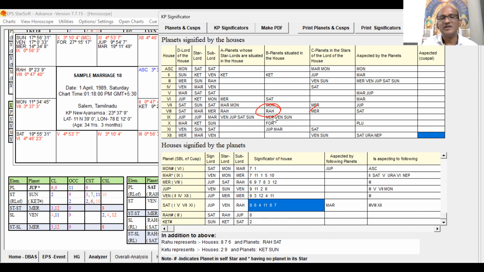Rahu in the star, Rahu representing Saturn. Rahu in own nakshatra. Again, 8 is repeated. In the star of Saturn, 9, 6, 4, 11, 8, and 7. It is mixed signification. It is not strongly favorable, but it is having 6 also, 4 also, 8 also, and 9, 11, and 7 also. It is mixed signification, right?